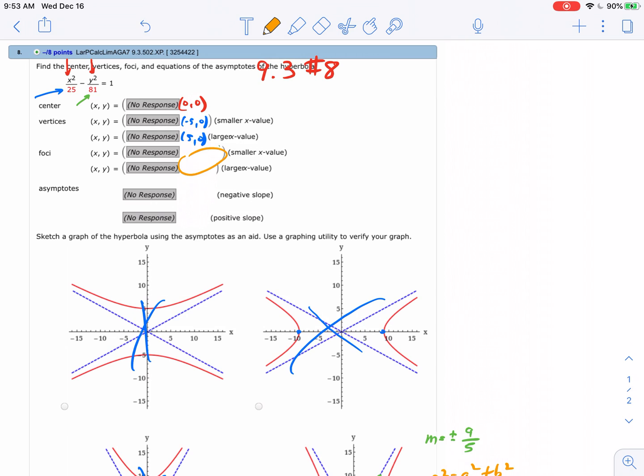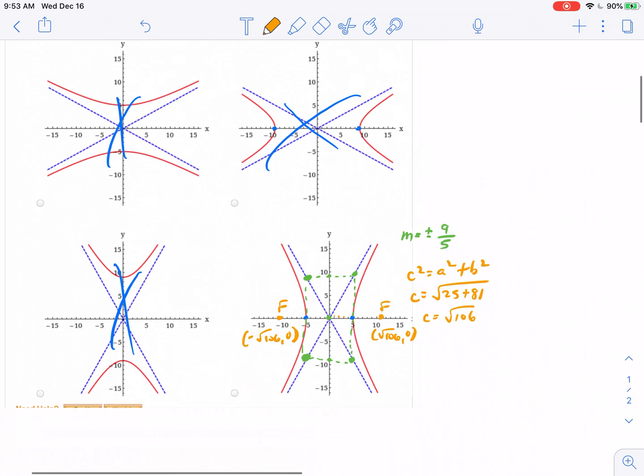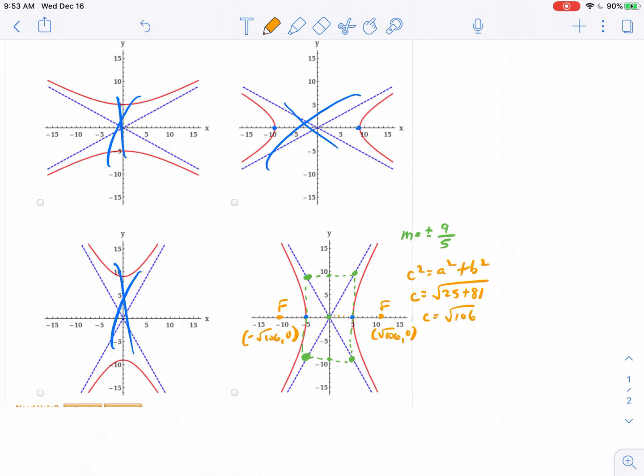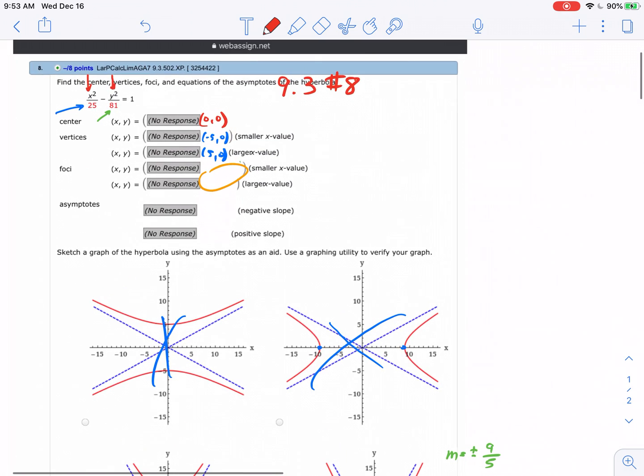And then the asymptotes, they're just asking you for the one that has negative slope and the positive slope. So again, remember, the center is at 0, 0. So both of these asymptotes that they're drawing in have intercepts of 0 already. I can see that on the graph. So all I have to do is do y equals -9/5 x. And then this one would be y equals +9/5 x. And then we'd be done.